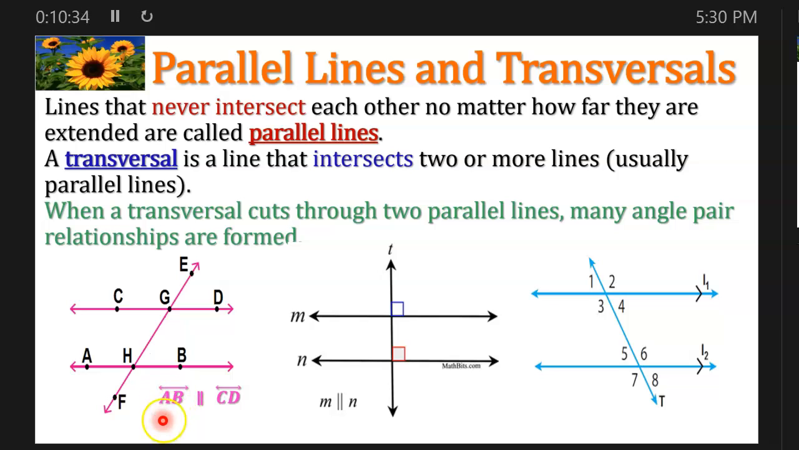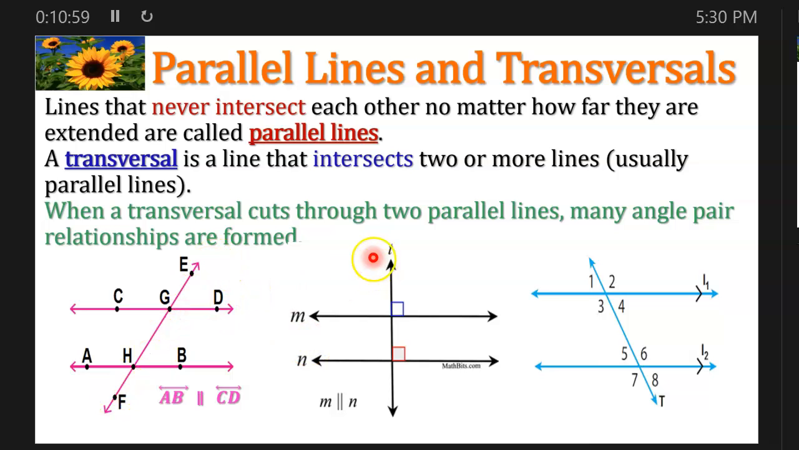Down here it says line AB, parallel, that's the little parallel symbol, line CD, okay? This line M and N, they're both parallel, so M is parallel to N. Then we have this line 1 and this line 2. They're also parallel to one another. And you can tell that from those little black arrows there. That's signifying that those two lines are parallel.